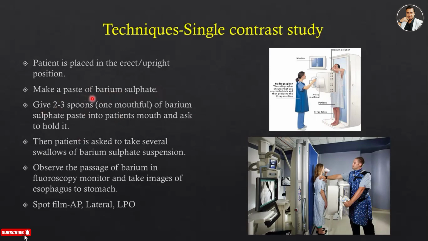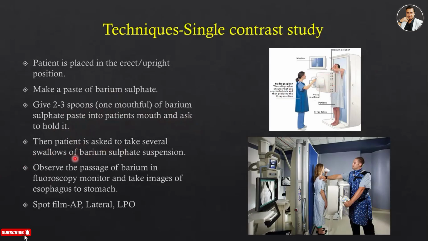That means mix the barium sulfate powder with water so that it is not so fluidy. That means it's not so watery or not so hard. So it will be like a paste, and give 2-3 spoons, one mouthful of barium sulfate paste into the patient's mouth and ask him to hold it. So after taking the control X-ray, give him 2 or 3 spoons of barium sulfate paste and he should hold this and not swallow.